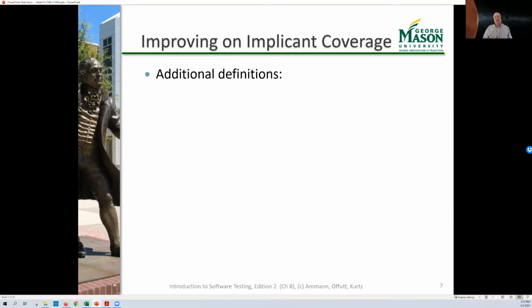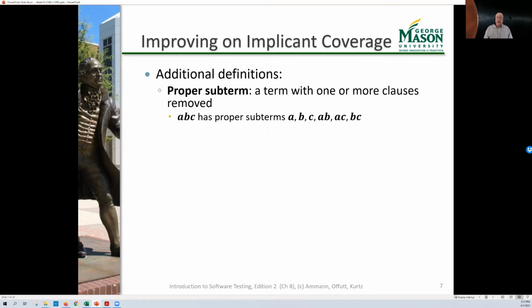And to do that, we first need a few more definitions because we always need more definitions. The first definition is a proper subterm. And proper subterm, this is very analogous to a proper subset. A proper subterm is a term that we've then taken one or more clauses out of. So if we start with term ABC, then ABC has proper subterms A or B or C or AB or AC or BC, but not ABC because ABC is not a proper subterm of ABC.